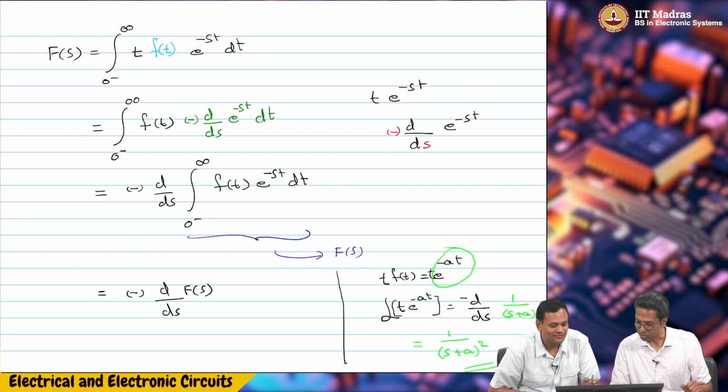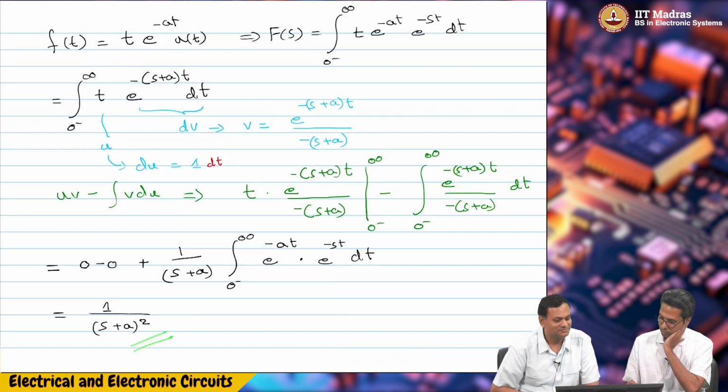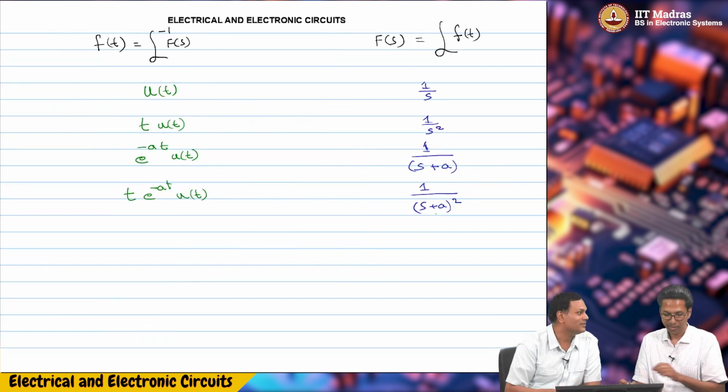I think this color is a bit difficult to read. Anyway, 1 by s plus a whole square. Did we get that? Yes, that's what we got. We have already filled in the table because we did it using the UV method.